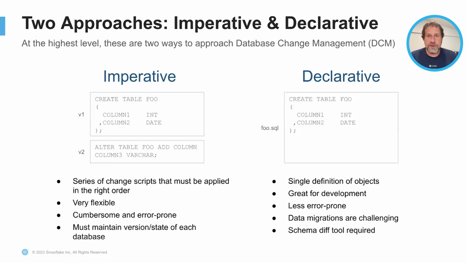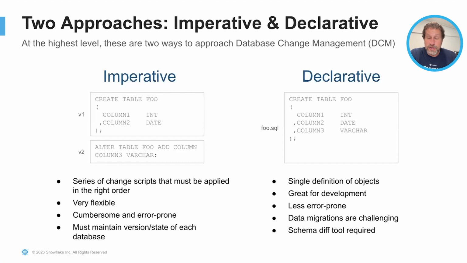Now, declarative is different. So with the declarative approach, say for our table foo, I'm going to have a file in source control that's called foo.sql, and I'm going to have the definition of that table there. And so when I deploy that, the first time is easy, of course, because the object doesn't exist. And so you can run this script as is. Where it gets challenging, though, is when I want to make a change.